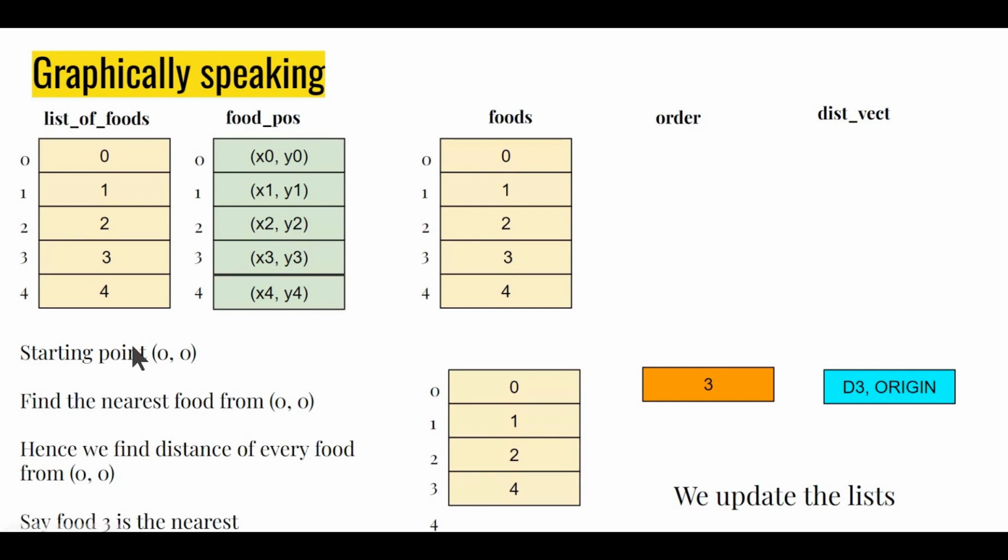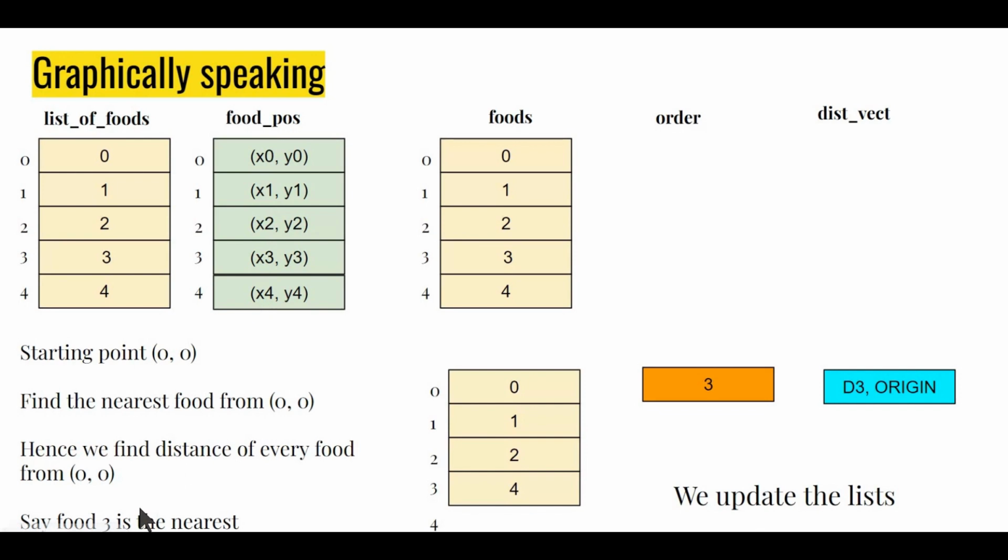Like I said, start from 0, 0. I know from 0, 0 to all these points, what the distances are. I will find the nearest of them. I need to find the nearest food item from 0, 0. So what I will do is find out the distance from 0, 0 to food 0, food 1, food 2, food 3, and so on and so forth, and I'll pick up the minimum of all that.